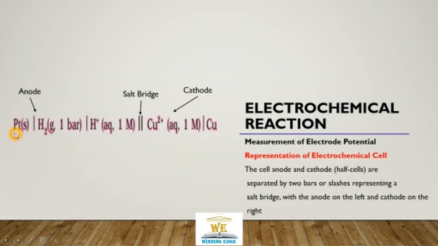So here we have a standard hydrogen electrode. That's why we represent the electrode as platinum solid, with a single bar separating it from the electrolyte. Here it is hydrogen in gaseous form, with the condition 1 bar. Again, it gets oxidized to aqueous proton, with 1 molar concentration of acid maintained by bubbling hydrogen at constant 1 bar pressure. And on our cathodic side, we have a copper aqueous solution, 1 molar concentration. It gets reduced to copper.